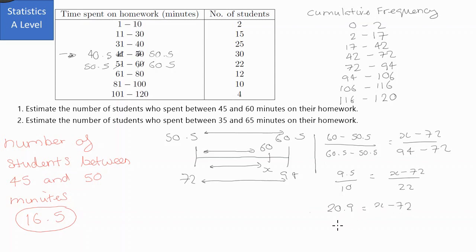Okay, so we can go ahead and find x, and it's going to be 92.9. So we'll just write that on here. X is 92.9. And this time we want to know how many students are below 60. So you want to work out this region. So we just need to do 92.9 take away 72.